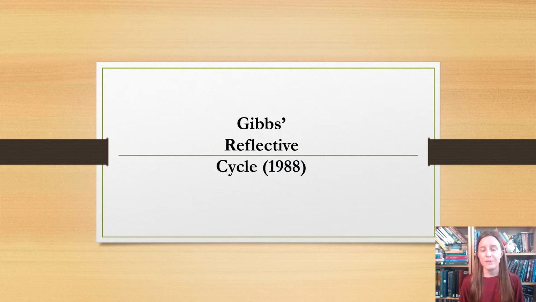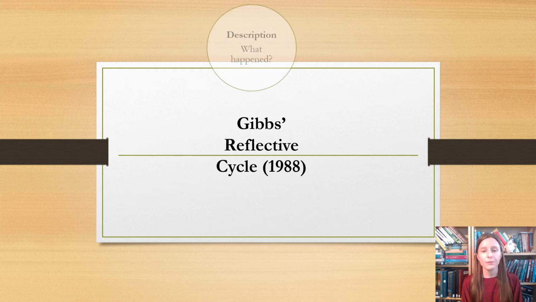One of the most famous models of reflection is Gibbs' reflective cycle. This model is particularly useful for situations that didn't go so well. Unlike some of the other models, it makes room for feeling. This model emphasizes the emotional aspect of reflecting, which is particularly important when you've experienced a disappointment.